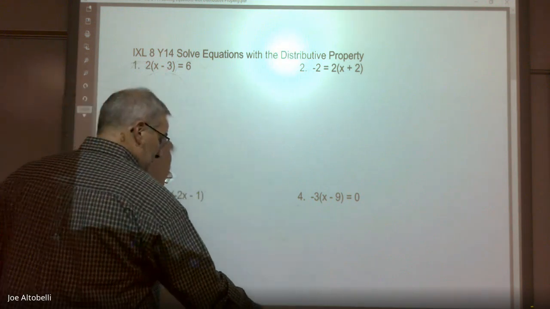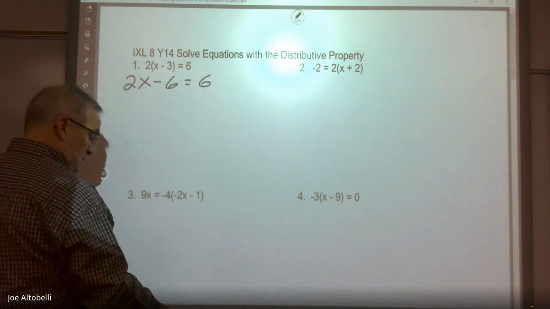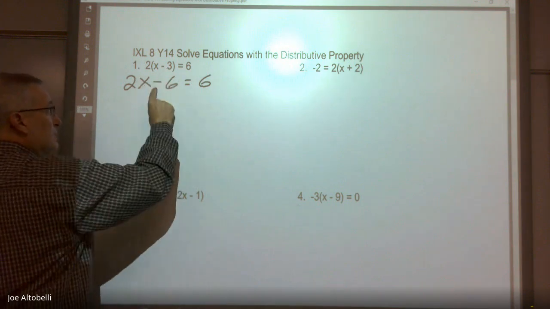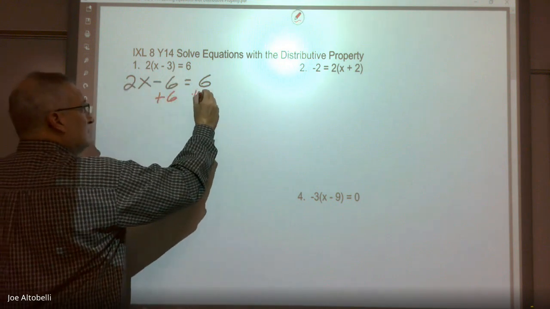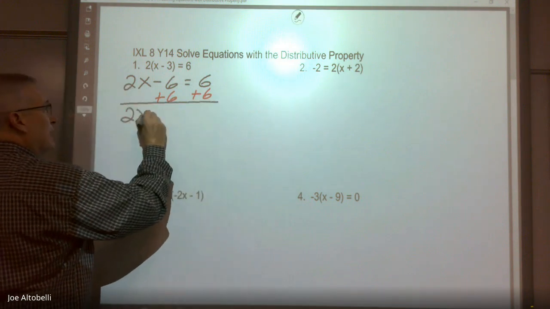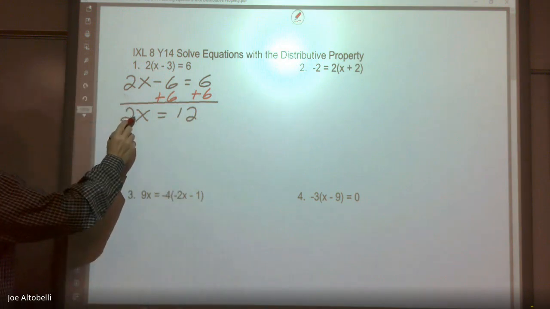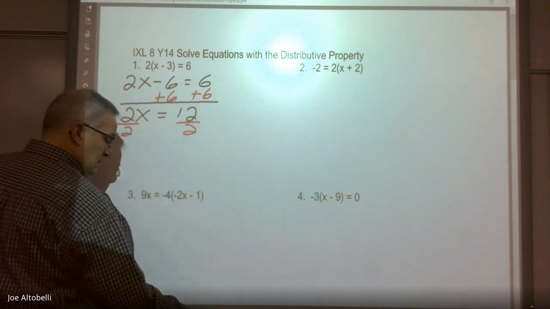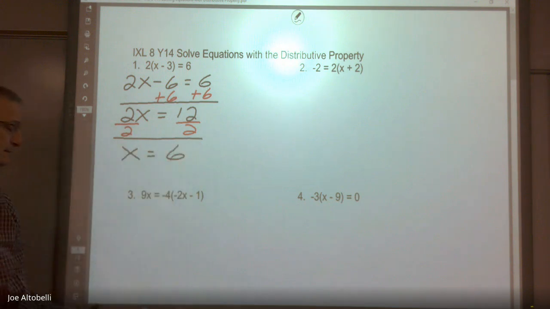Okay, so here's my variable. Eventually, I want the x down here by itself. So I'm going to get rid of the minus 6 by adding 6. So we get 2x is equal to 12. To undo the multiplying by 2, we divide by 2. And we get x equals 6.